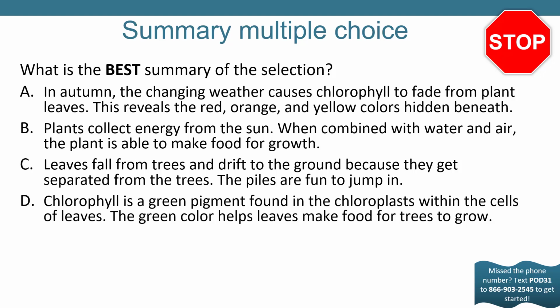A. In autumn, the changing weather causes chlorophyll to fade from plant leaves. This reveals the red, orange, and yellow colors hidden beneath. B. Plants collect energy from the sun. When combined with water and air, the plant is able to make food for growth. C. Leaves fall from trees and drift to the ground because they get separated from the trees. The piles are fun to jump in. D. Chlorophyll is a green pigment found in the chloroplasts within the cells of leaves. The green color helps leaves make food for trees to grow. Pause your video and select the answer choice that contains the cause and effect, plus a few added details.